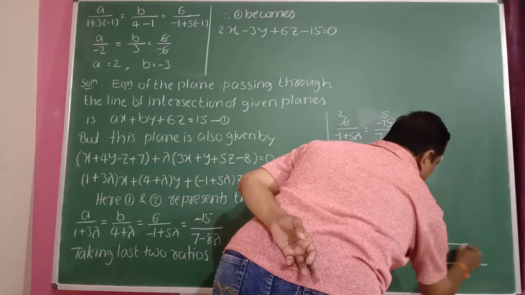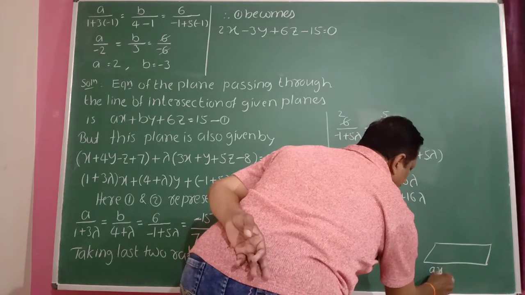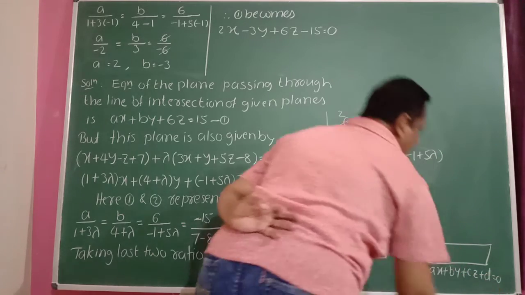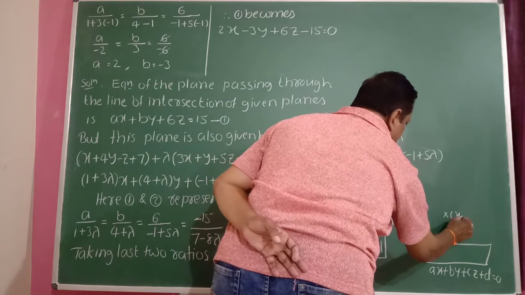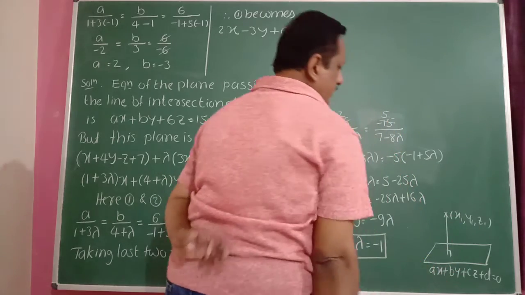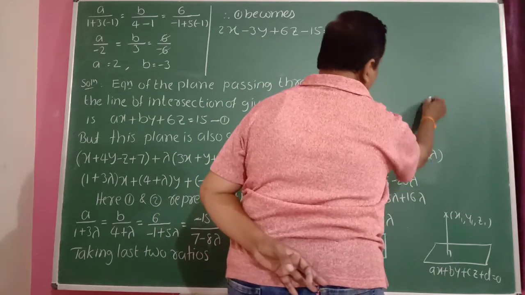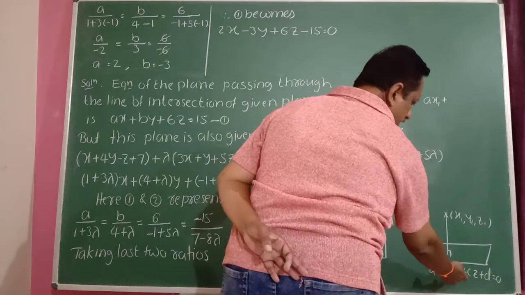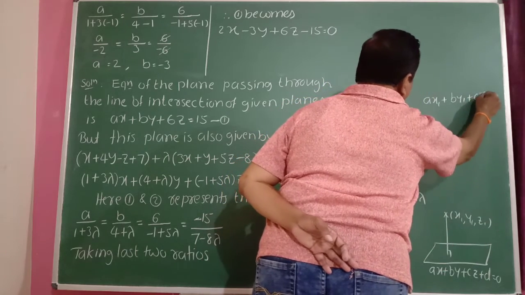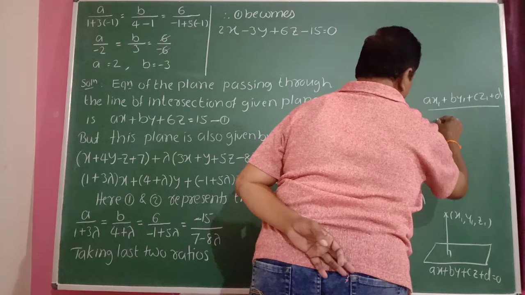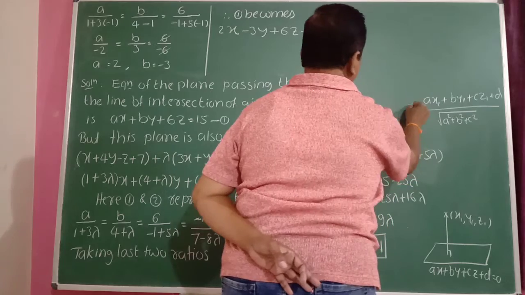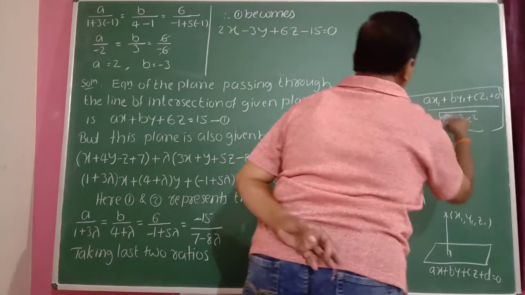Suppose this is a plane, then its equation is ax plus by plus cz plus d is equal to 0. And here is one point x1, y1, z1. If you want the perpendicular distance, replace x by x1, so ax1, plus replace y by y1, so by1, plus replace z by z1, cz1, plus d, divided by root of a square plus b square plus c square. That is the required distance. Okay, so apply this formula.